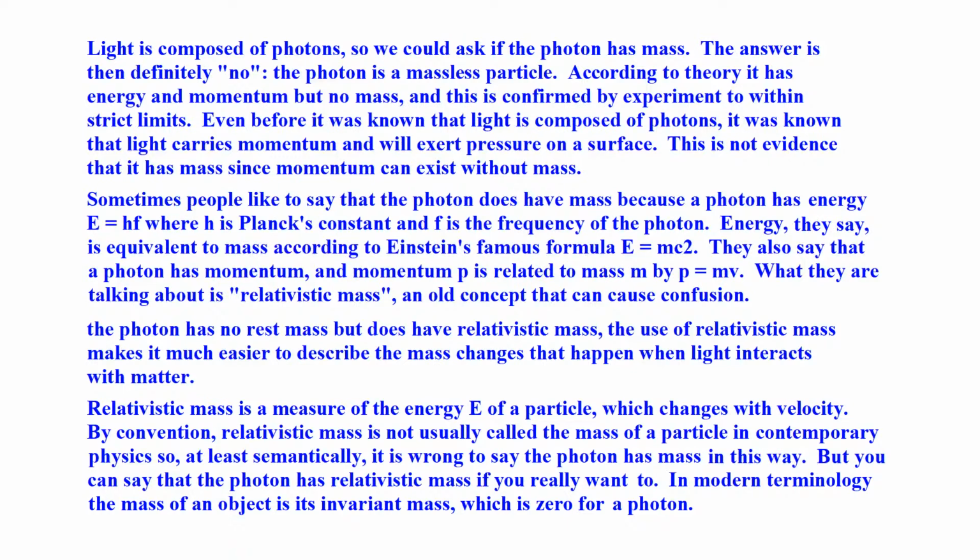So by convention, relativistic mass is not usually called the mass of a particle in contemporary physics. So, at least semantically, it is wrong to say the photon has mass in this way. But you can say that the photon has relativistic mass if you really want to. Oh, great, so everybody can say whatever they want. In modern terminology, the mass of an object is its invariant mass, which is 0 for a photon.